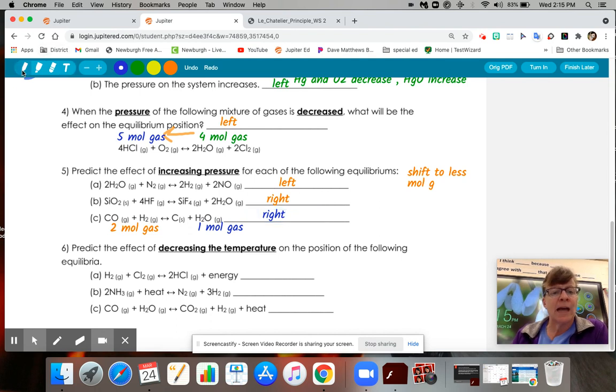So let's draw what that would visually look like, right? This is my balance or tipping point. And if this is being removed, it's going to tip upwards. How are you going to fix that and make it go back to equilibrium? You're going to shift to the right.